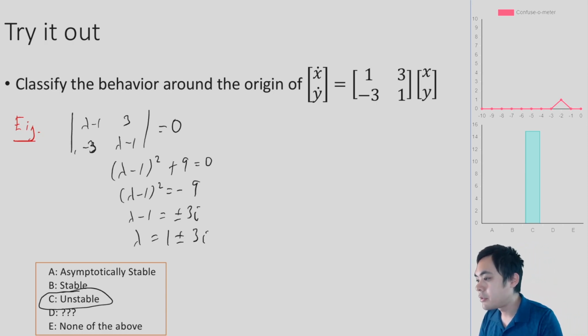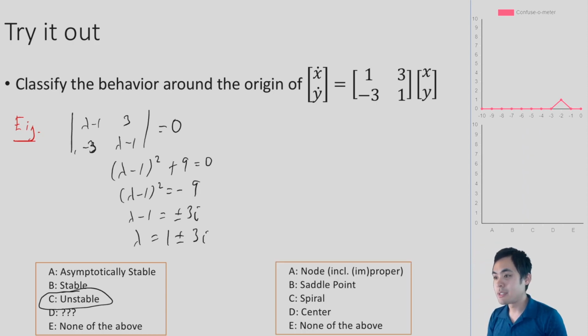Okay, let me reset quickly and then ask my next question, which is, what kind of behavior is this? Is this a node? Is it a saddle point? Is it a spiral, a center, or none of the above? So now that should be pretty obvious from the eigenvalues, because here we have complex eigenvalues, and therefore this is a spiral.